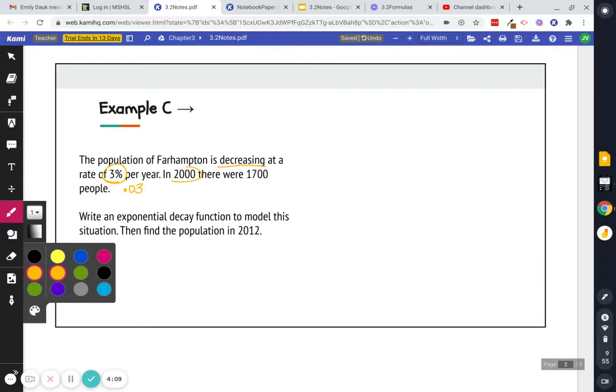In 2000, there were 1,700 people. Find the population in 2012. There's a reason for going over this one. Decreasing means subtraction.